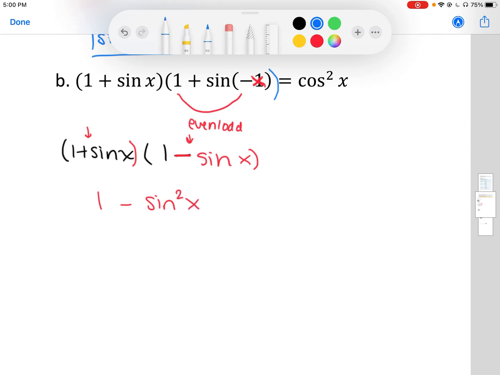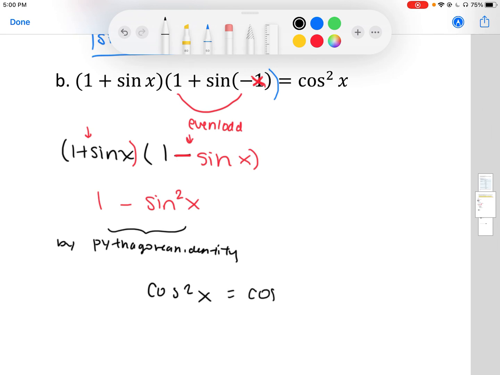And that gives us 1 minus sine squared x. Recalling your Pythagorean identities, that gives us our desired cosine squared x equals cosine squared x. So we have proved it.